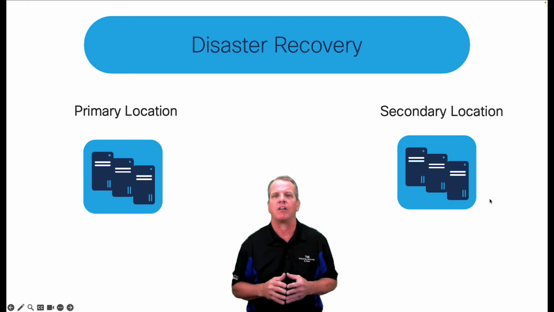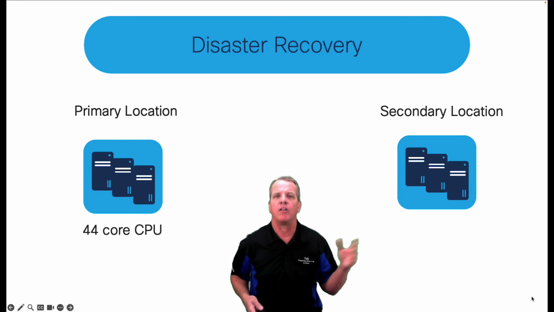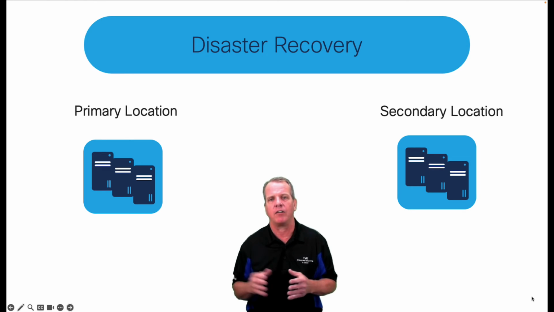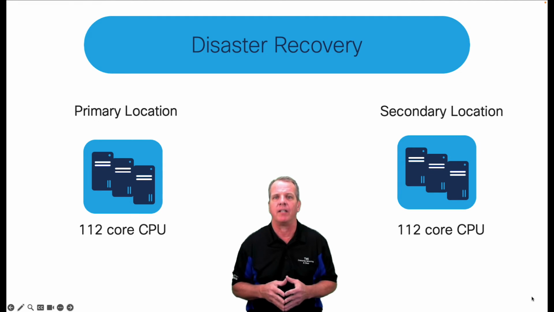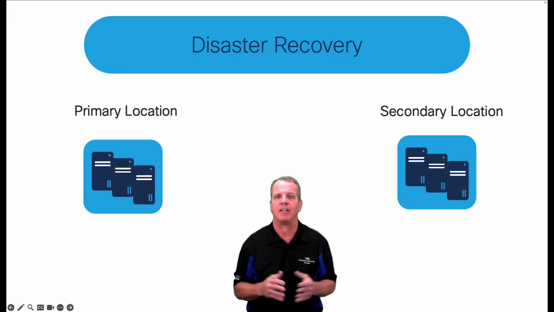The server sizes also have to match in terms of CPU and memory. So if you had a 44-core appliance in the primary location, you'd also need a 44-core appliance in the secondary location. If you had a 112-core appliance in the primary location, you'd need a 112-core appliance in the secondary location. They just have to be the same at both sites.